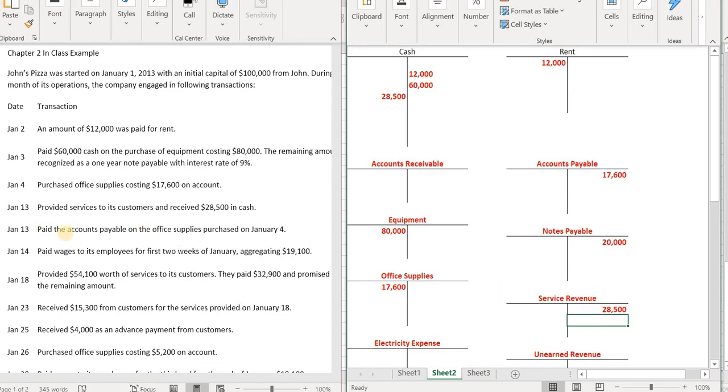January 13th, paid the accounts payable on the office supplies purchased on January 4th. So here's our office supplies payable, 17,600. We're going to pay it off. So I'm going to take cash, reduce cash, and reduce accounts payable. Go ahead and do that. Alrighty. 17,600 comes out of cash. Reduce cash and reduce accounts payable.